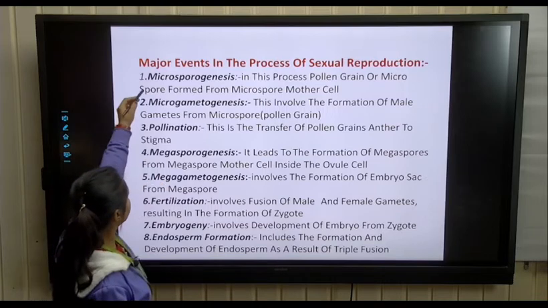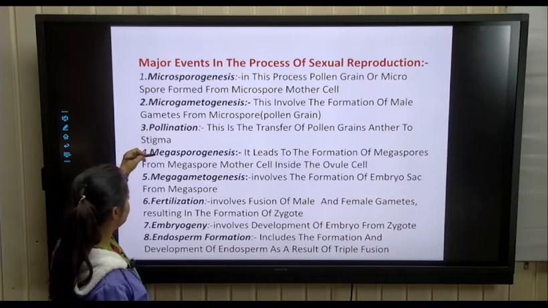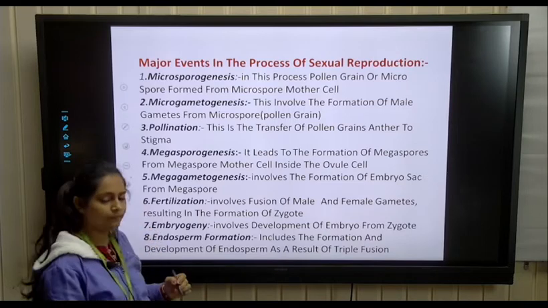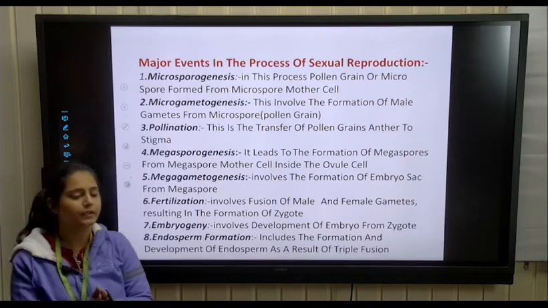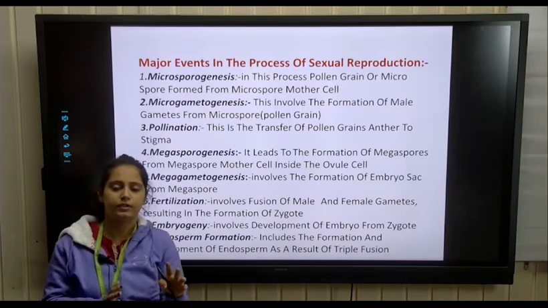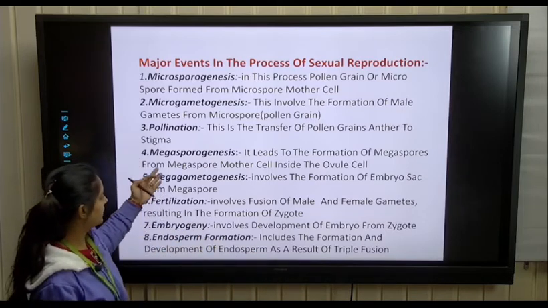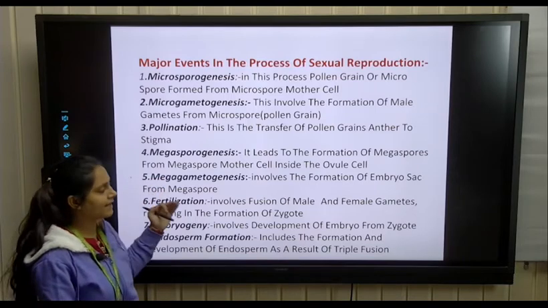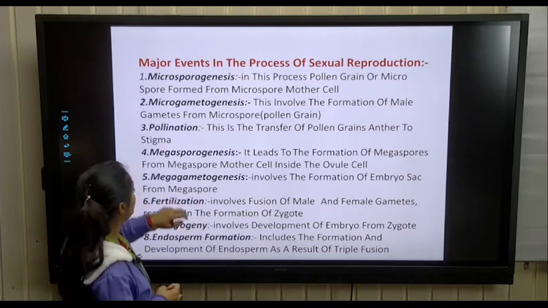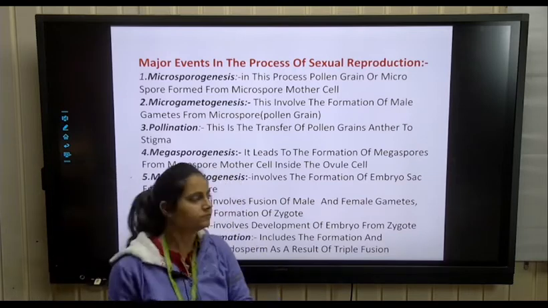First is microsporogenesis, then microgametogenesis, pollination, megasporogenesis, megagametogenesis, fertilization, embryogeny and endosperm formation. Microsporogenesis and microgametogenesis are the stages during the development of male gametes, that is the pollen grain, and megasporogenesis and megagametogenesis are the steps of the development of the female gamete, that is known as the ovule. And pollination is the transfer of pollen grains from the anthers to the surface of the stigma.